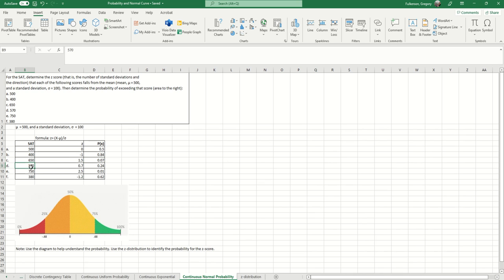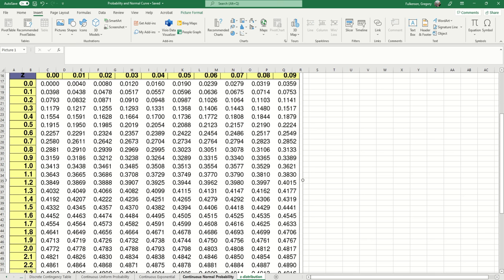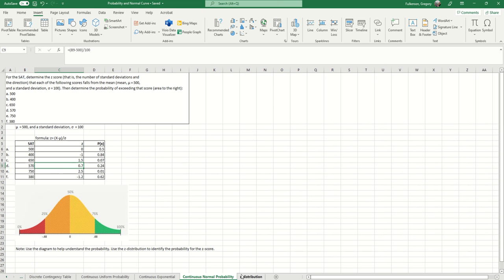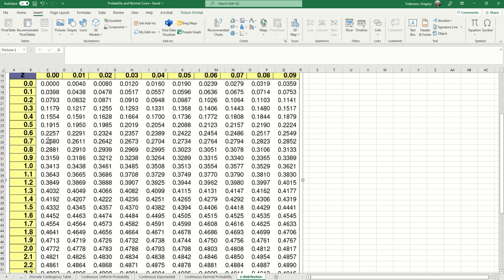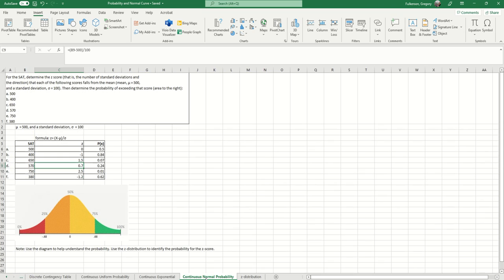Okay, so we got 570 here. So that's a 0.7. That's going to be pretty close to this 75% level, so that would mean 25% over to the right, or 0.25. You can see it's 0.24, right? So again, now we're looking at 0.7, so 0.258 plus 0.5 is 0.758. Subtract that from 1, and you get 0.24. So this is just rounded up to 0.26. 0.5 plus 0.26 is 0.76. 1 minus 0.76 is 0.24, so the area to the right.